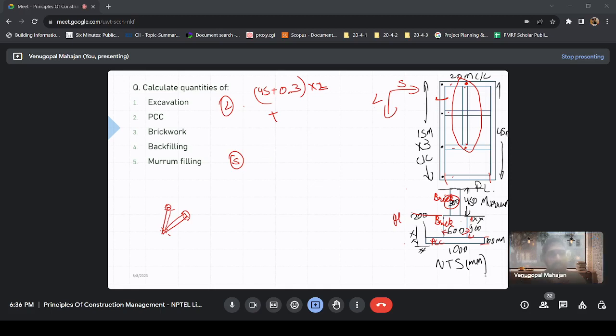Yes, sir. So in this direction we have got this one wall. Center to center is 30 plus 0.3, right?